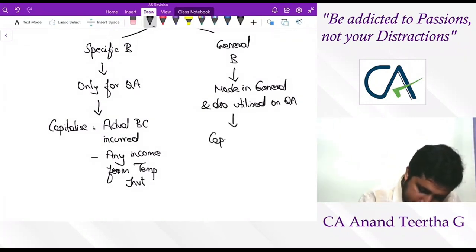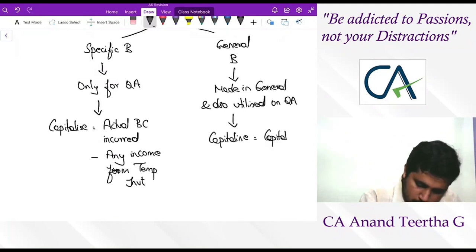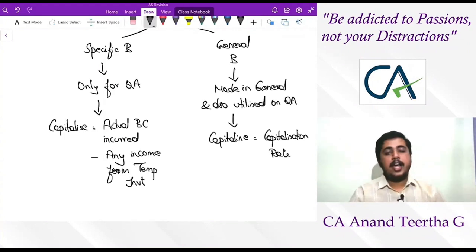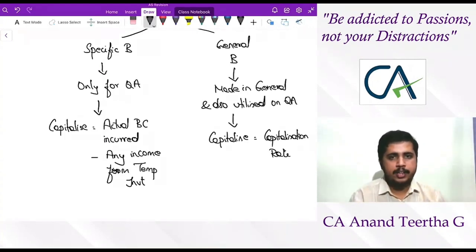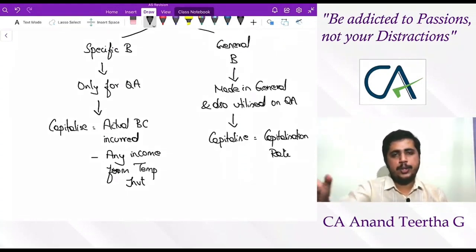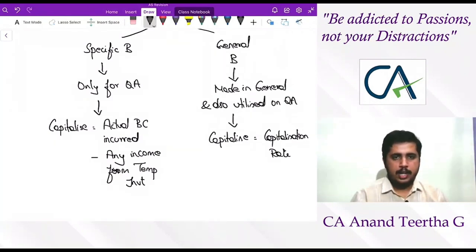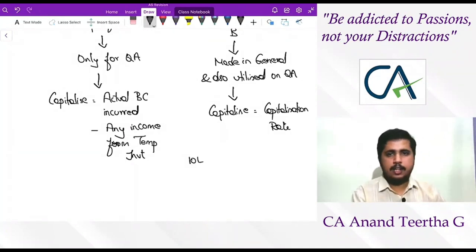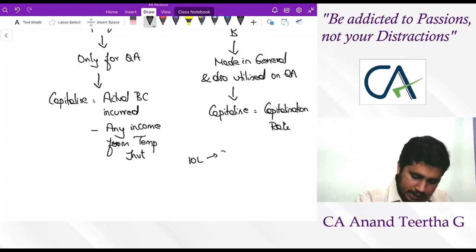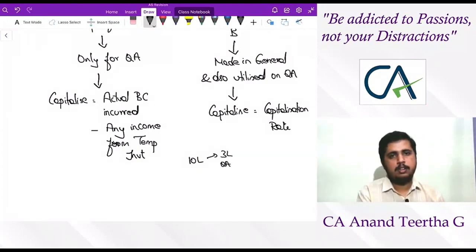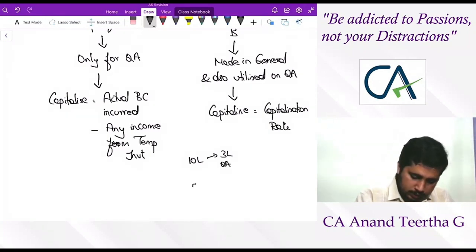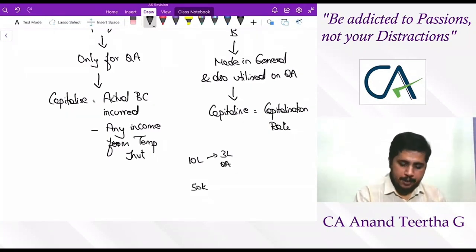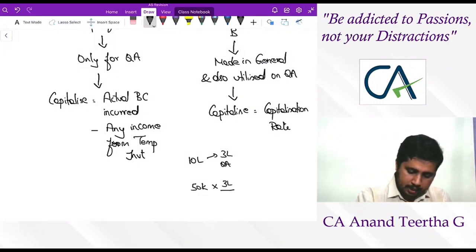General borrowing capitalization depends upon a capitalization rate because you cannot directly understand how much amount has been utilized. If you could understand how much amount has been utilized, then total interest into utilized amount divided by total amount. Example, total loan is 10 lakh. This is a general borrowing. You utilized 3 lakh for a qualifying asset. Total interest is say 50,000. Then what do you say? Capitalization is 50,000 into 3 lakh by 10 lakh.